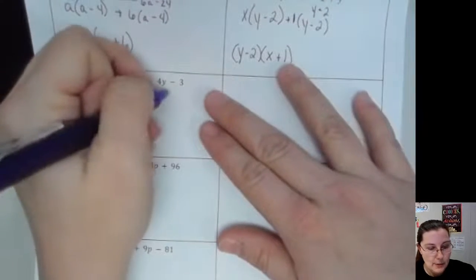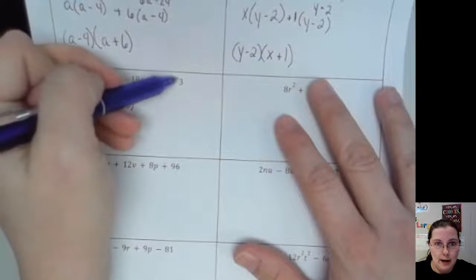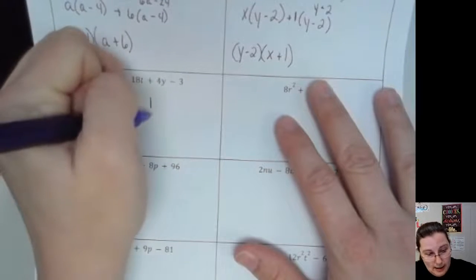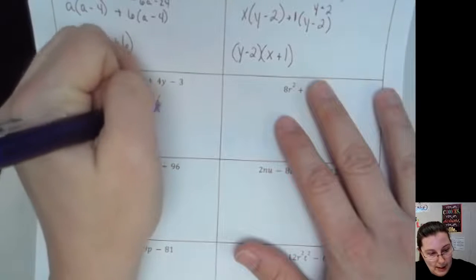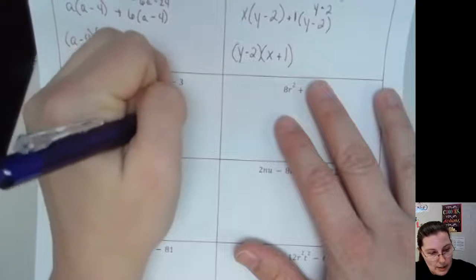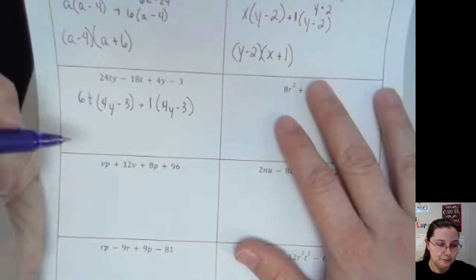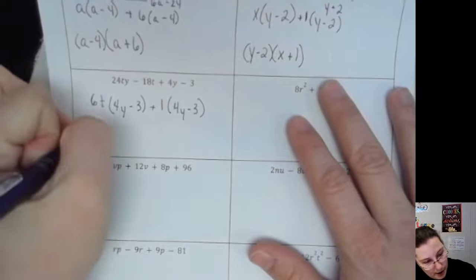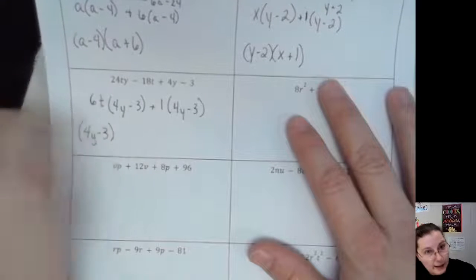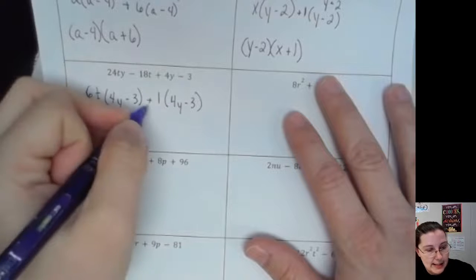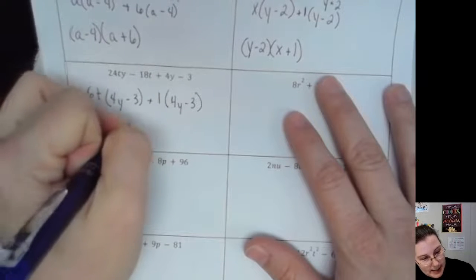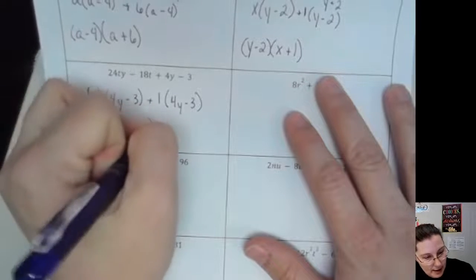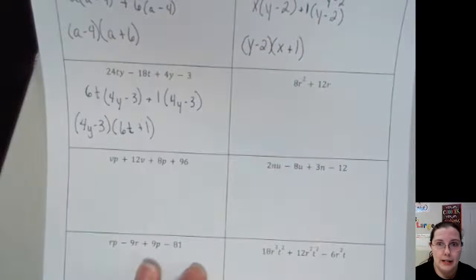And then on this one, again, I'm looking for my greatest common factor. The greatest common factor between 4 and 3 is just a 1. And there's nothing else I can pull out, so I'm going to pull a 1, and I'm still going to have 4y minus 3. And this will be a positive. So now when I do this, again, my common factor is that 4y minus 3. And then what's left over, I have a 6t and a plus 1. So I have 6t plus 1. All right, and there we have our answer for that one.